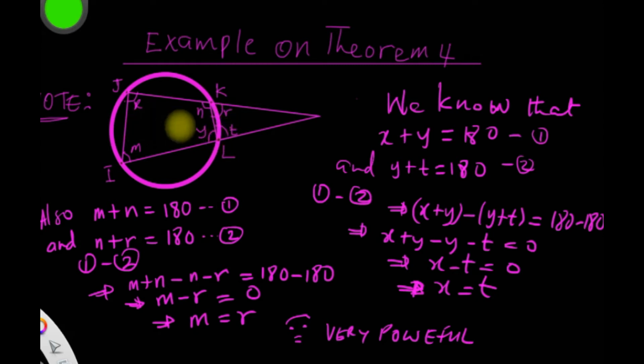Okay, so what do we know? The theorem states that when you add the opposite angles in the cyclic quadrilateral, you get 180 degrees. So it means that if you add x to y, you have to get 180 degrees. But let's just deduce something. You see that this angle here is always equal to this angle, and then this angle M is always equal to the external angle.